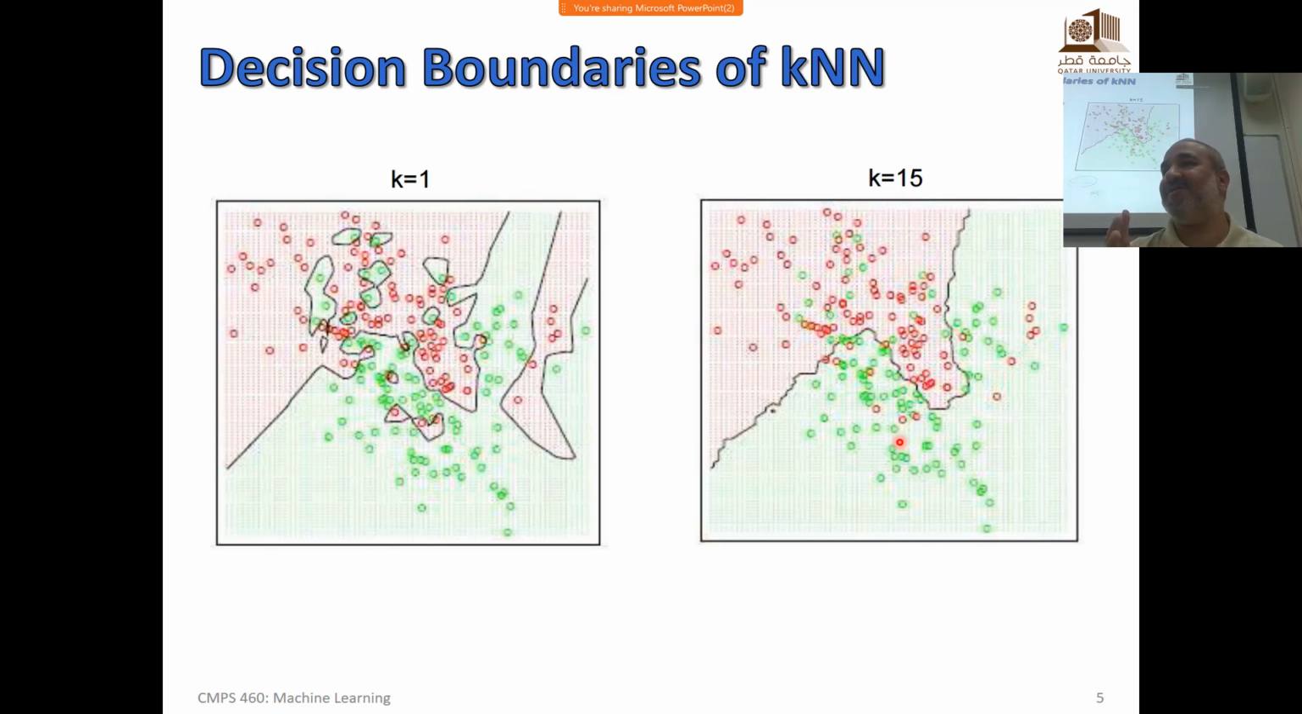Still, I didn't get the reason. Why will we have just one region? Yes, my son? When k is 100, what does it mean to have k is 100? Whenever we have a test point, we'll get the closest 100, right? 100 is the whole data, right? So we will just look at the majority label of the whole data for any point in the space. Put the point anywhere, the closest 100 will be the same points. So we will have the same label for them. If the majority is green, it will be green. If the majority is red, it will be red.